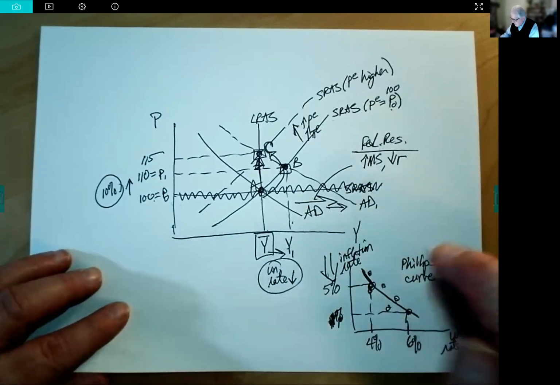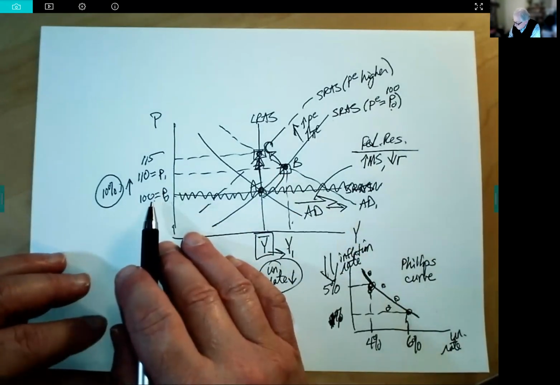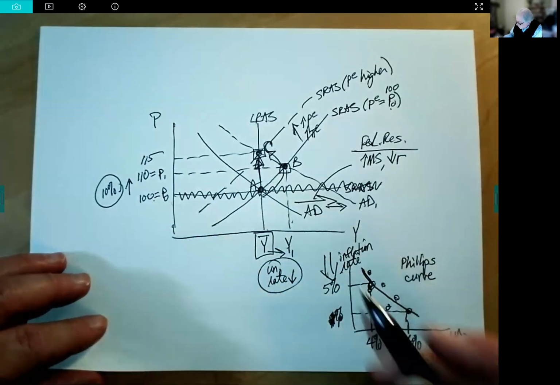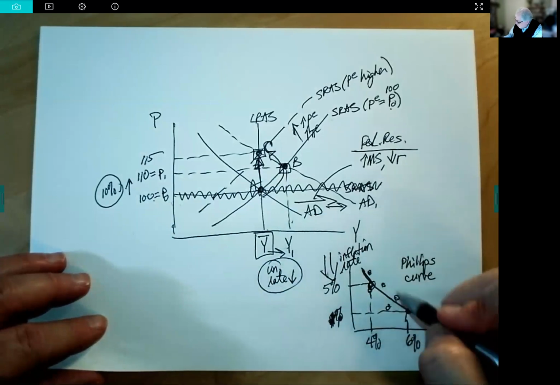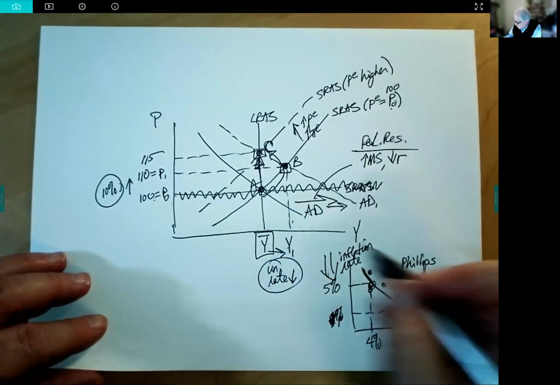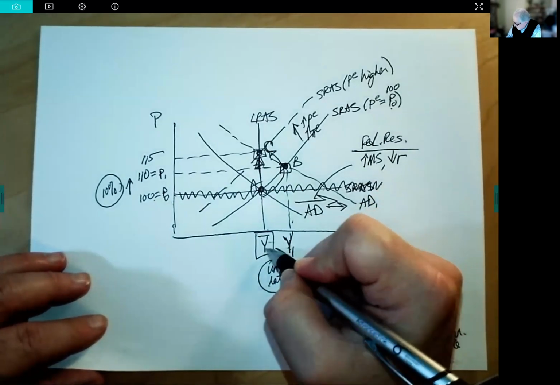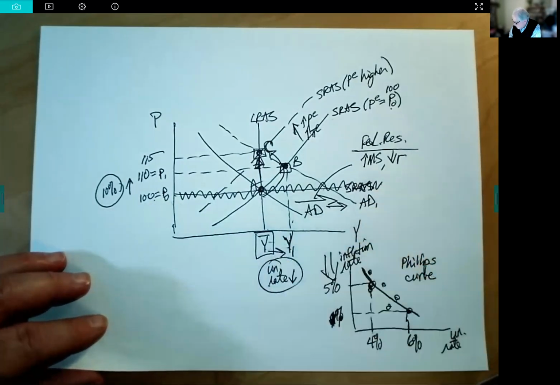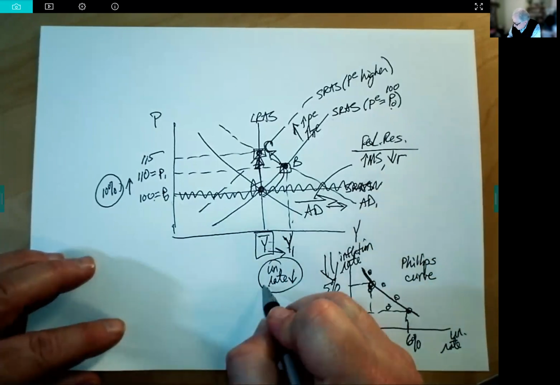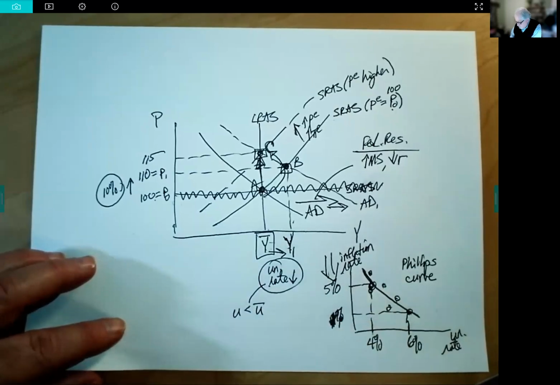So the idea here is if inflation turns out to be higher than expected inflation, then the unemployment rate can be lower than perhaps the full employment rate, which means the actual level of real GDP can be higher than potential real GDP. So in this case, the actual unemployment rate is less than the full employment unemployment rate.